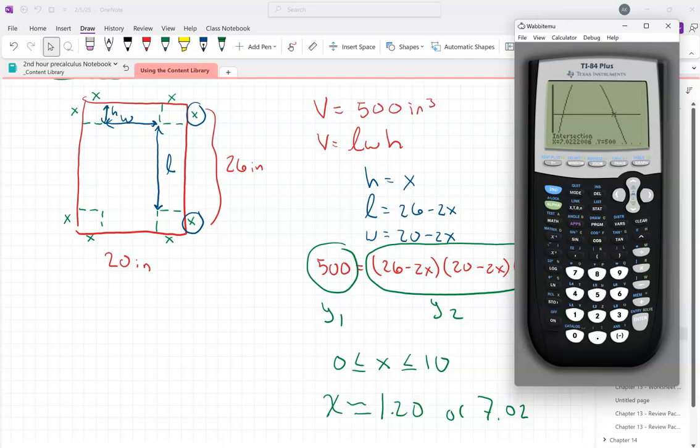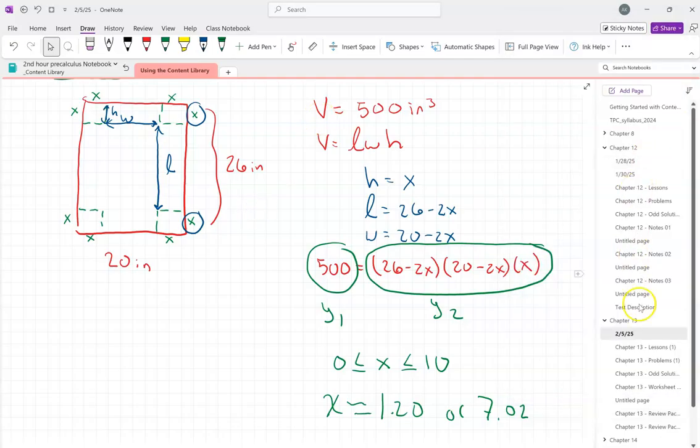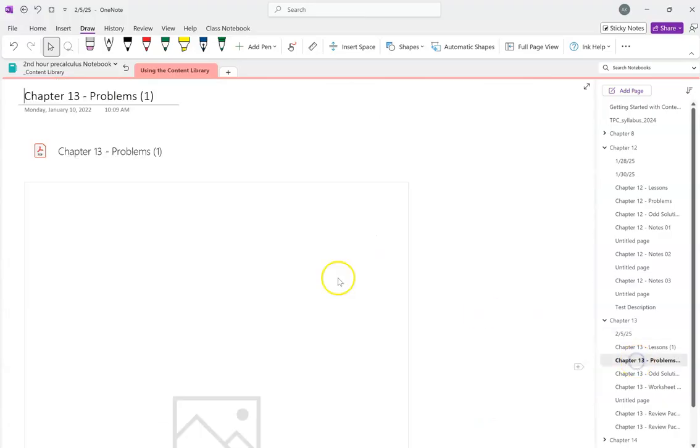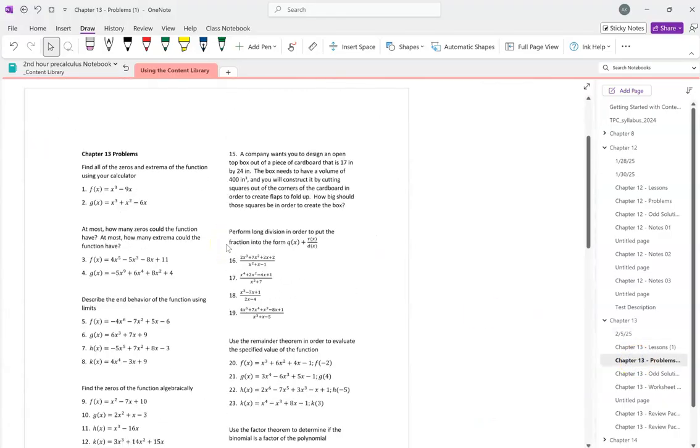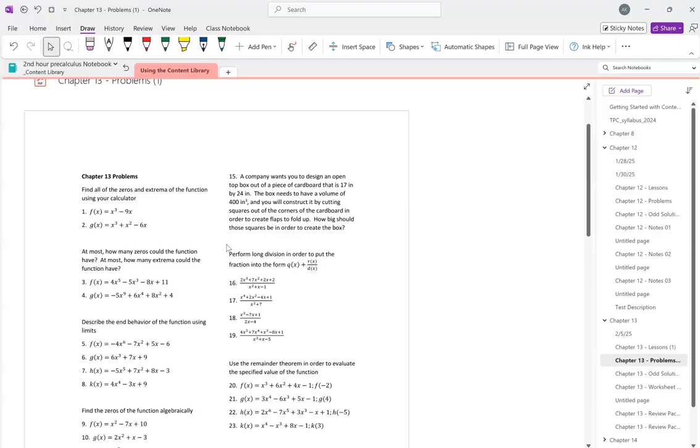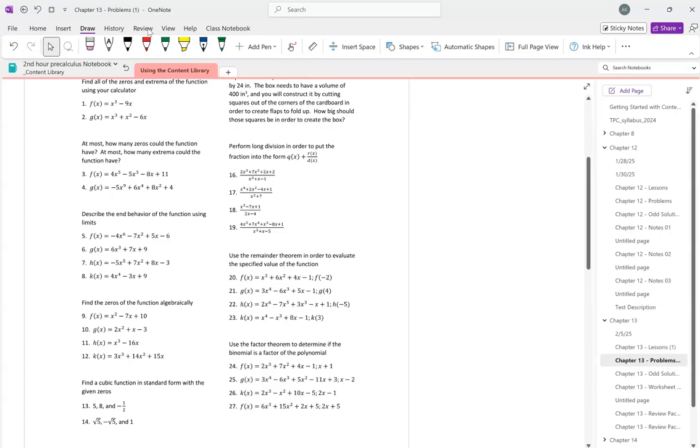How do you guys feel? Is that okay? Nothing too crazy there today. So you guys should be able to do now 1 through 15. Most of that, though, is pretty straightforward.